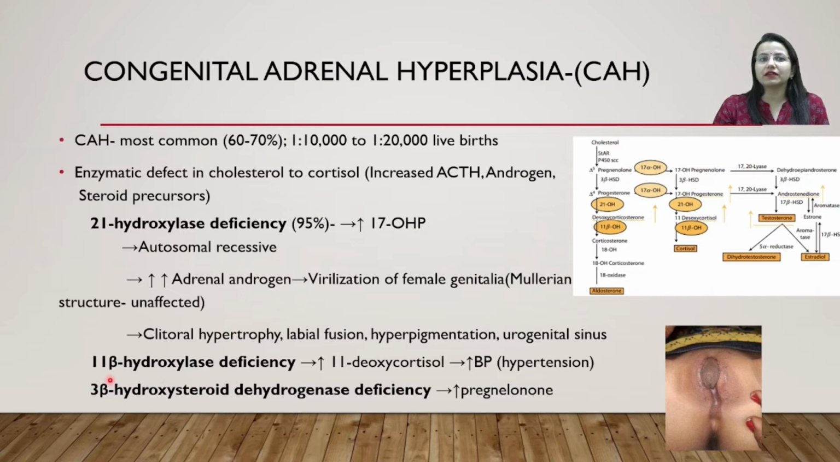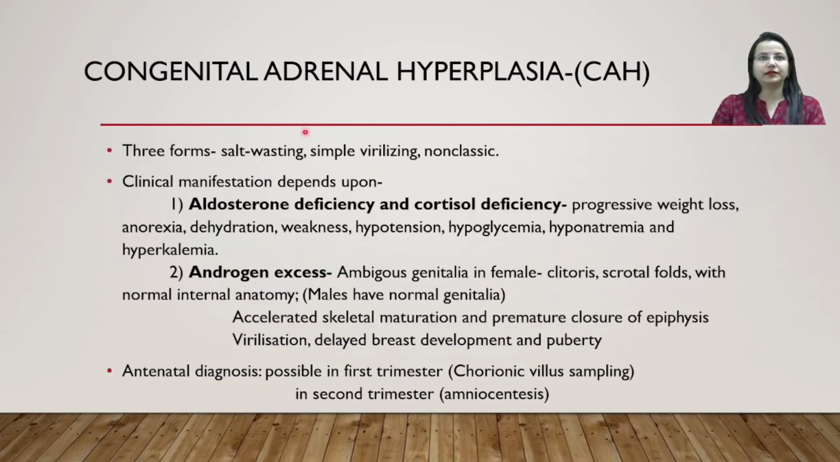Then 11 beta hydroxylase deficiency again will lead to an increase in the level of 17 OHP as well as 11 deoxycortisol. 11 deoxycortisol is the one which causes hypertension in these cases. So overall, like 21 hydroxylase deficiency, these patients will also have aldosterone and cortisol deficiency, but they will also have associated hypertension. Then 3 beta hydroxysteroid dehydrogenase deficiency will increase the level of pregnenolone. So it can be salt wasting, simple virilizing, or non-classic.